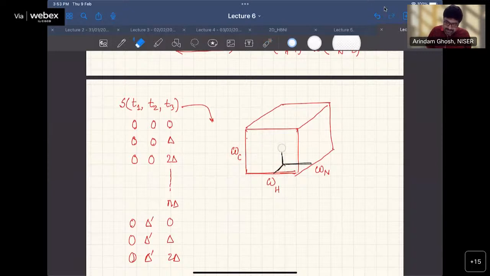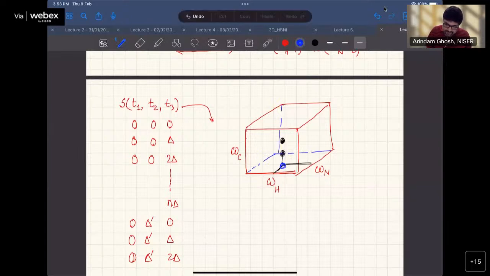Then what will happen is that one peak is here and another is just on the top, because they have the same omega H and omega N. So in this particular plane, they have exactly the same position, but in this dimension they have two different points, because this omega C is different. That is how you can separate them in the third dimension.